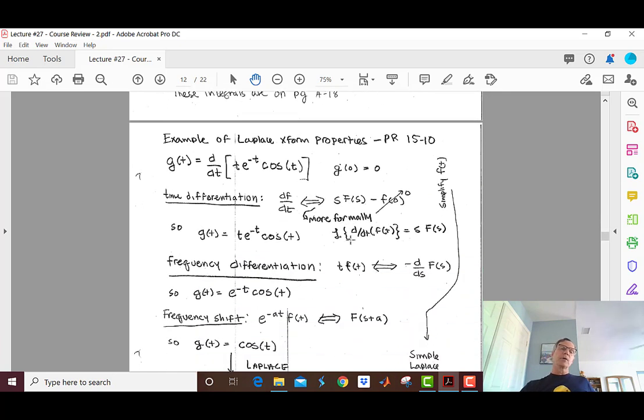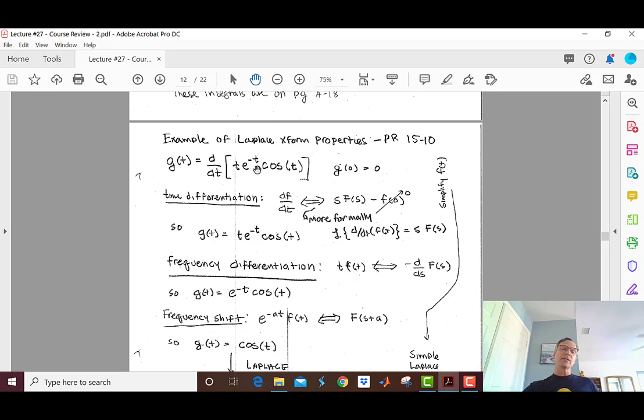Now I want to do a problem that gives you an example of the Laplace transform properties. This is problem 15.10 in the book. We start off with this time domain function, and they make it as icky as they can because you're not going to find this Laplace transform in the book. So you got to use the properties.